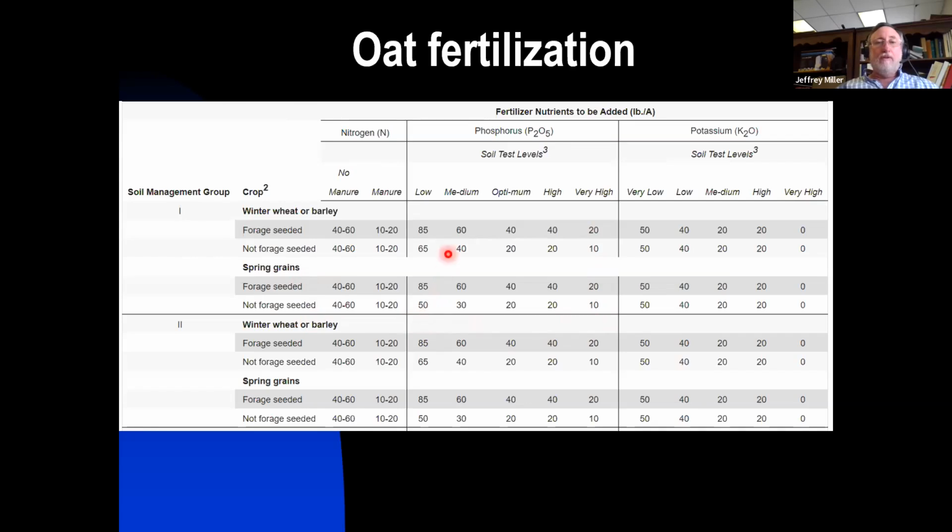And when you compare the two, winter versus spring grain, less phosphorus needed. And it kind of makes sense because you're going to have less plant material in total there, right? And the same reaction to potassium. If you got high levels of potassium, you're not going to see a response to potassium fertilizer. If you're very low, you definitely want to apply enough to meet the crop needs.